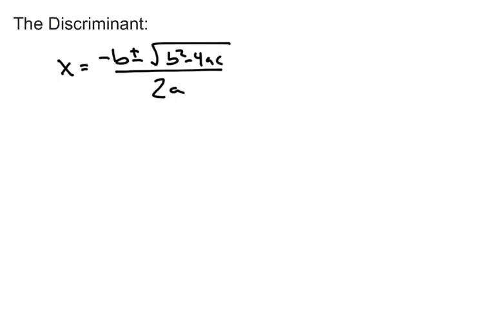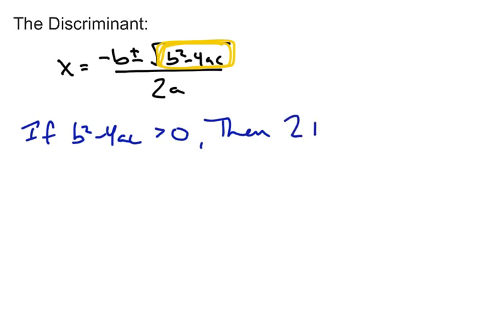The discriminant is a special part inside of the quadratic formula. It's actually just this piece that's underneath the square root. And if we look at the discriminant, we can find out a little bit about our solutions without actually having to solve the whole thing. See, the thing is that if the discriminant, b squared minus 4ac, is positive, if it's greater than 0, then we'll have two real solutions.